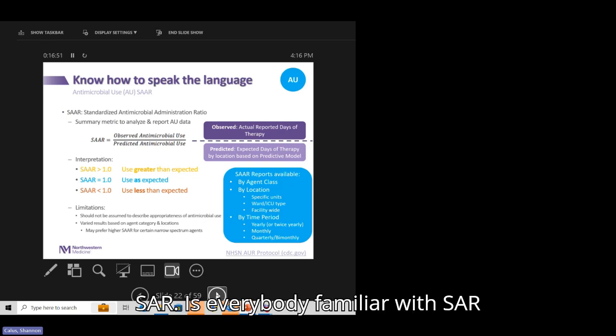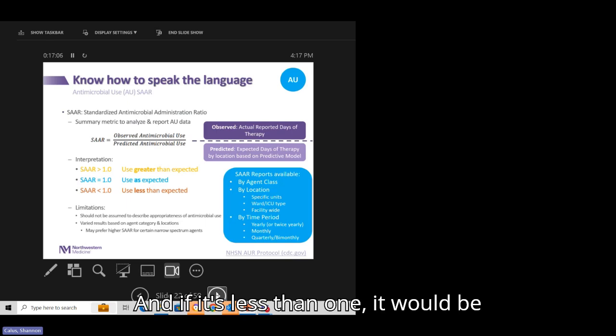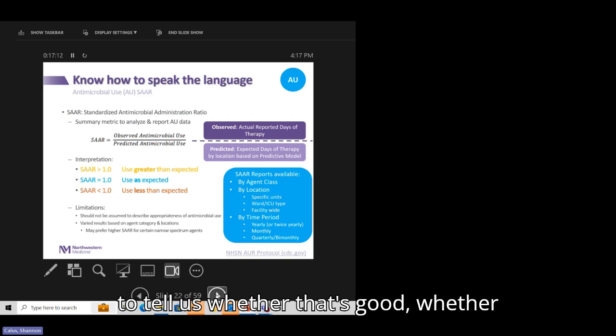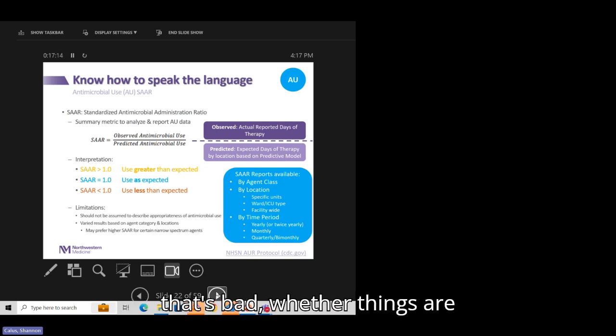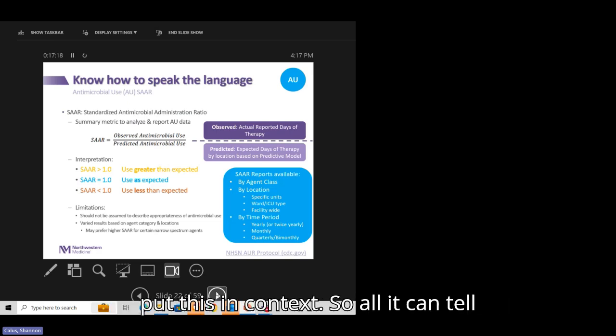For SAR, is everybody familiar with SAR already? Ish, okay. But it's a ratio, right? So if it's greater than 1, it's going to be more use than expected. If it's exactly 1, it's at the rate that's expected. And if it's less than 1, it would be fewer or less antibiotic use than expected. This does not have the ability to tell us whether that's good, whether that's bad, whether things are appropriate, whether that's inappropriate. So you're going to need to put this in context. So all it can tell us is more or less.